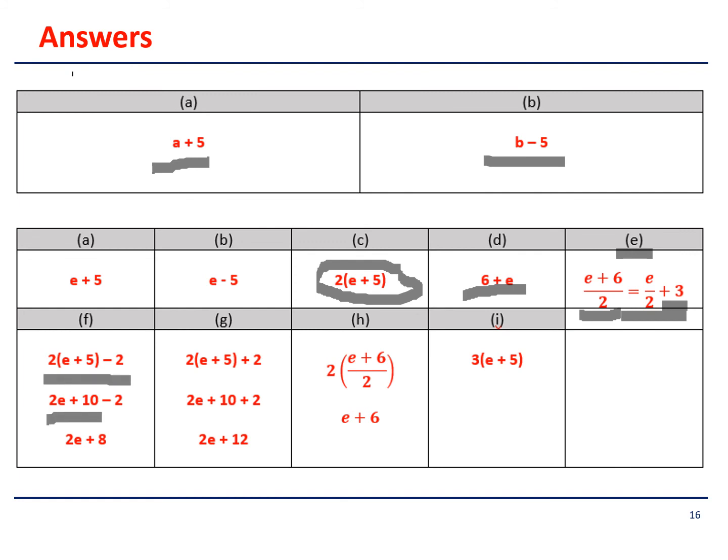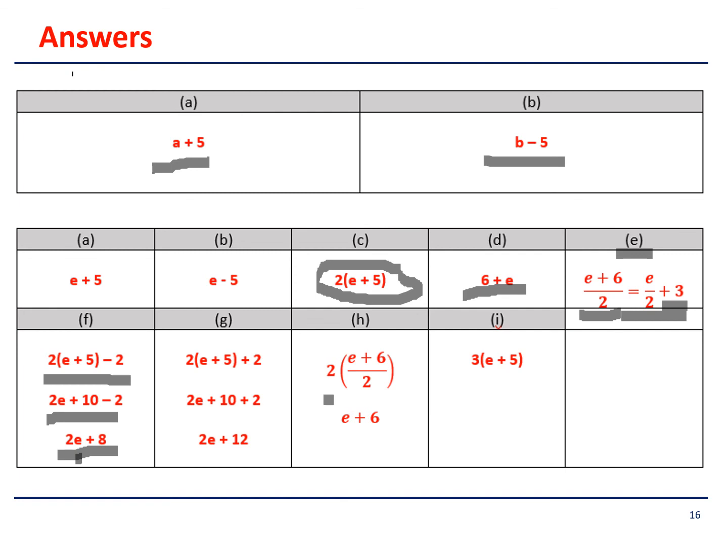So if you look at F, we times into the bracket, so that gave us 2E plus 10. 2 times E, 2 times 5. And then you've still got your minus 2, someone that was younger than another brother. And then you finish off with the final expression of 2E plus 8. So we still didn't find E, but we've shown through three siblings how to express correctly.